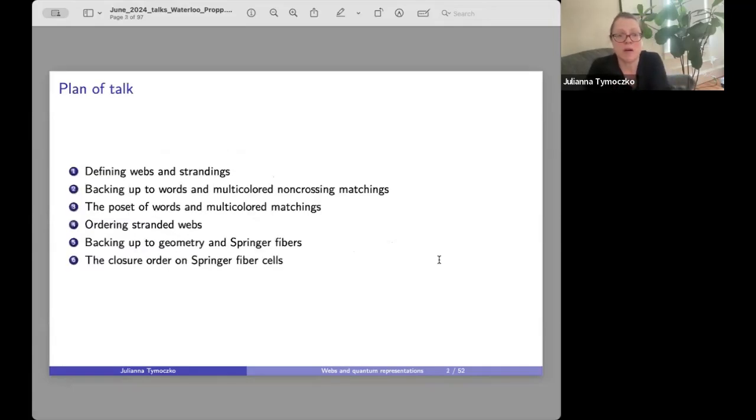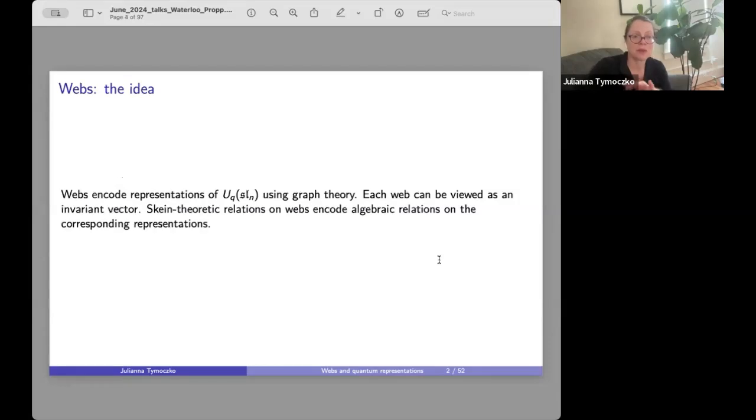Specifically, what I'm going to aim for, which will likely take too long, is defining webs and strandings from the big picture and algebraic perspective, then backing up a little bit to talk about words and multicolored non-crossing matchings and some combinatorial aspects of them, and then talk about ordering stranded webs. And then I'll back up once again and talk a little bit about geometry and Springer fibers and some other orders for Springer fibers. So that's the basic plan.